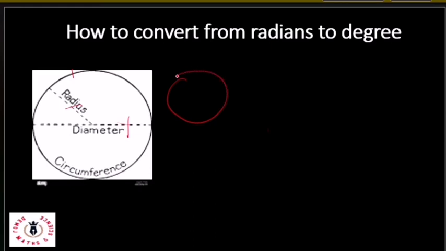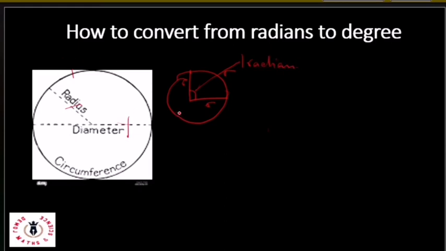If I have a circle like this, and the circle has 2 radii bounding an arc, from here to here is an arc. If the length of this arc is equal to the length of the radius, we say that the angle here is equal to 1 radian.